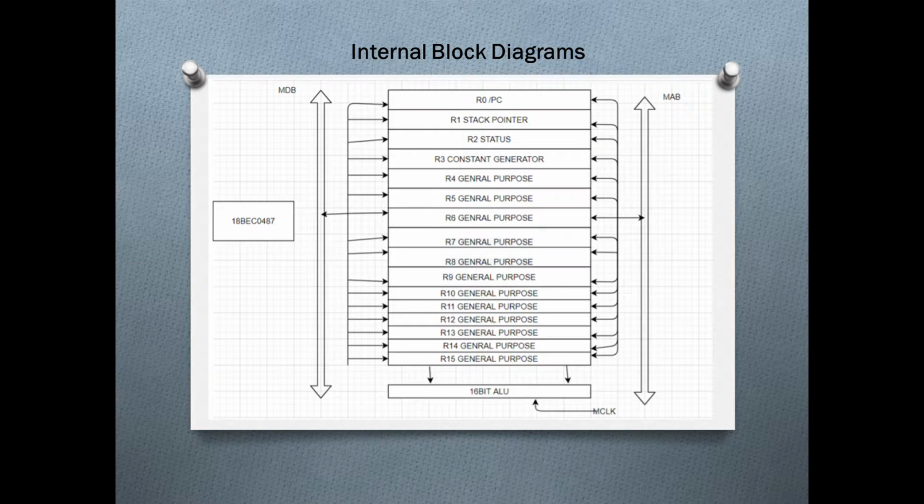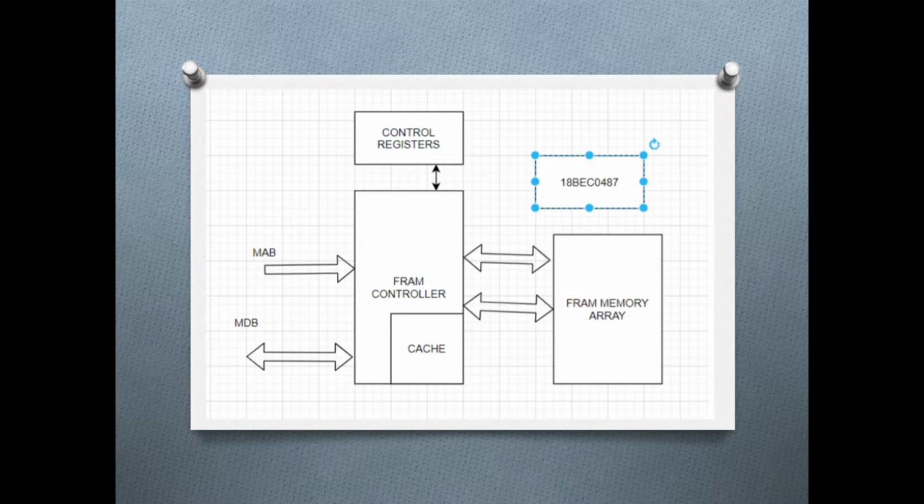So here's the block diagram of my CPU. It has 16 registers with 12 general purpose registers and a program counter, stack pointer, status register and constant generator. So this is the frame controller of my microcontroller, which consists of cache and interconnects command using control register.